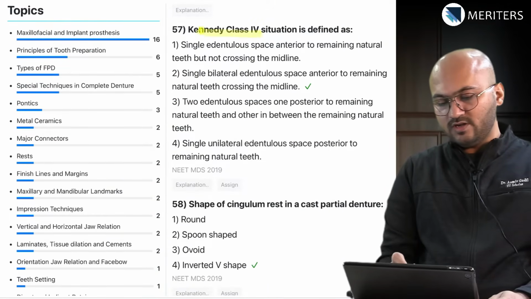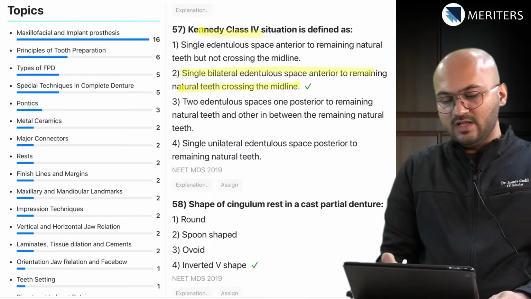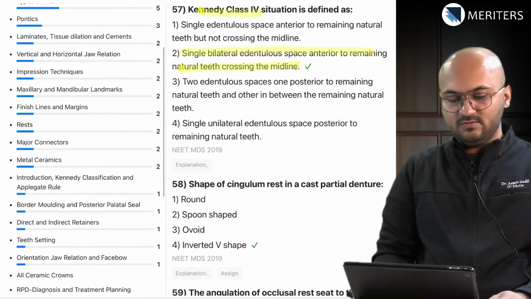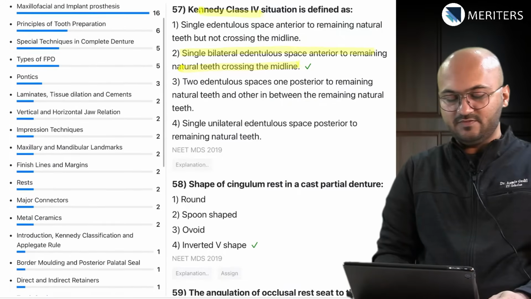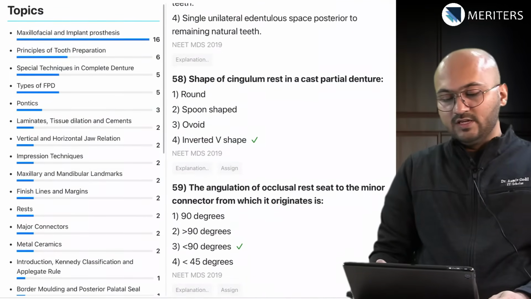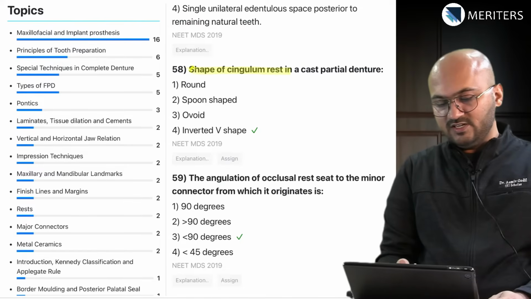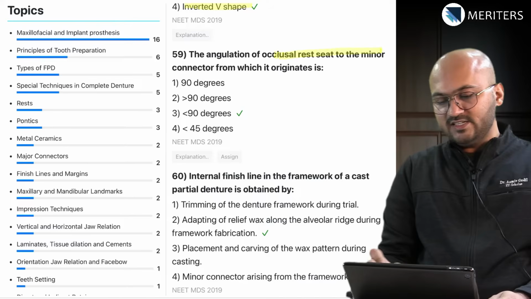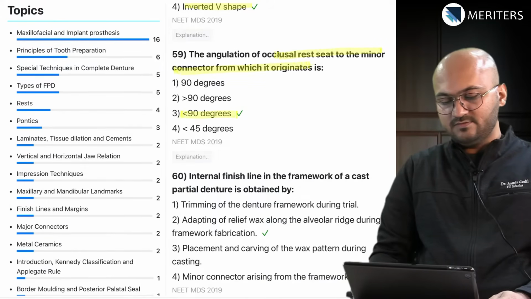Kennedy's class 4 identification, straightforward question. Alright, so it's allocated to Kennedy's classification on the left side. Shape of cingulum rest in a cast partial denture is inverted V. The angulation of occlusal rest to the minor connector from which it originates is less than 90 degrees.